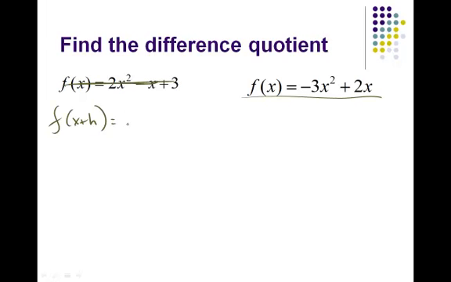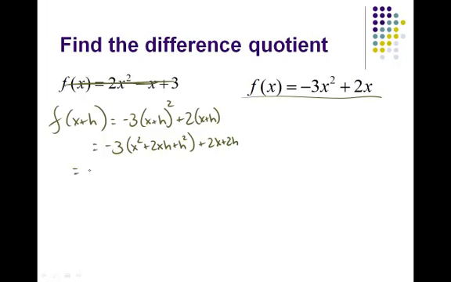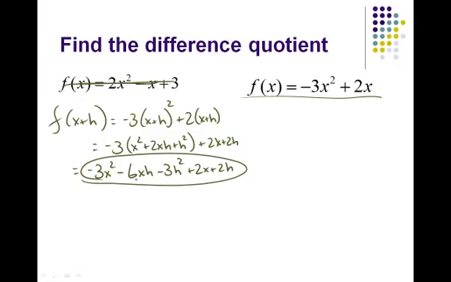Okay, f of x plus h is negative 3 times x plus h squared plus 2 times x plus h, which is negative 3 times x squared plus 2xh plus h squared plus 2x plus 2h. So I'm going to get negative 3x squared minus 6xh minus 3h squared plus 2x plus 2h. That is my expression for f of x plus h.